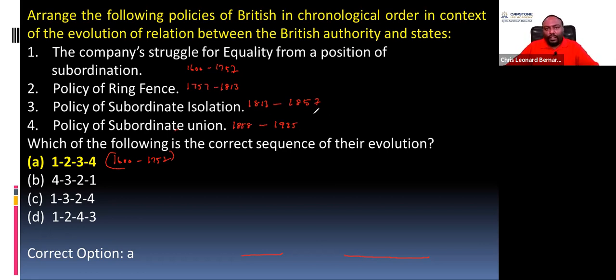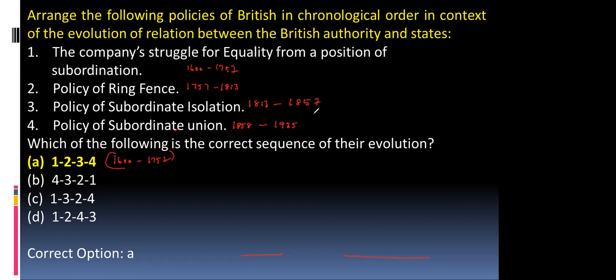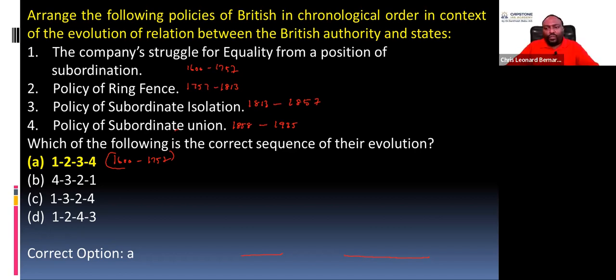Are you clear? Yes, sir. Okay. Any doubts you have? Any questions you have? So this completes the economic policy, the drain of wealth, the 1857. Okay. Any queries? Any doubts? Any clarifications? Aritra.